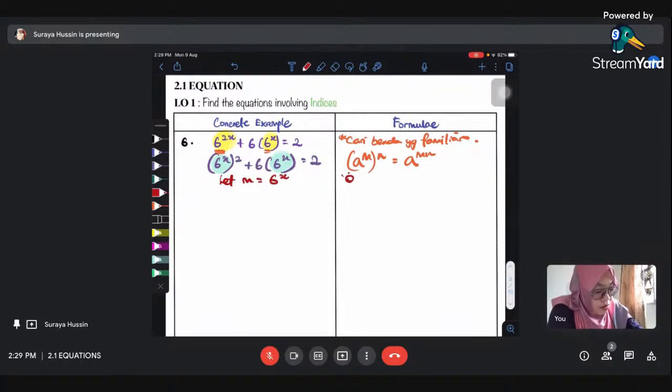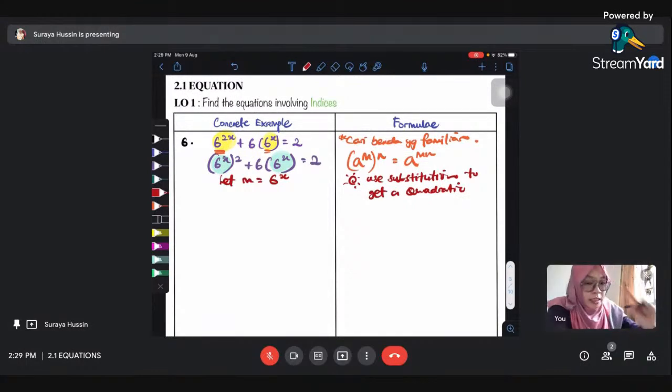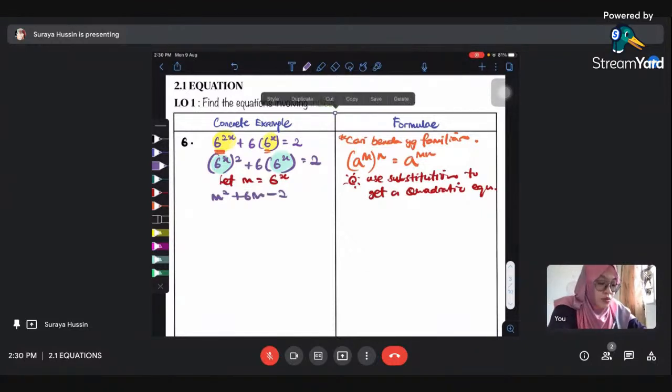So here we shall use substitution. Use substitution, and here you will meet apa? You get a quadratic equation. Remember, quadratic equation mesti akan ada equal to 0. Okay, so here masukkan m, so you get m squared plus 6m minus 2 equal to 0. Saya buat laju sikit ya.